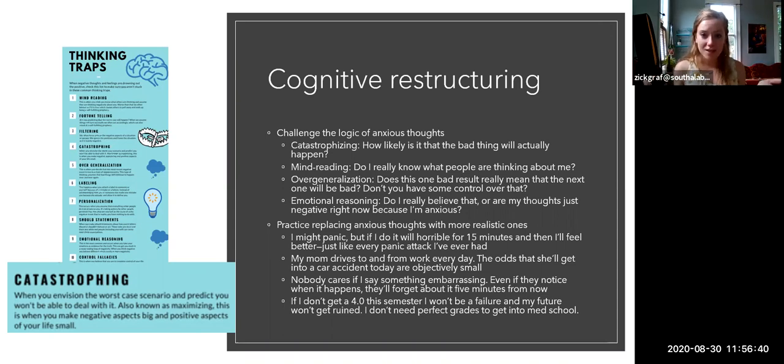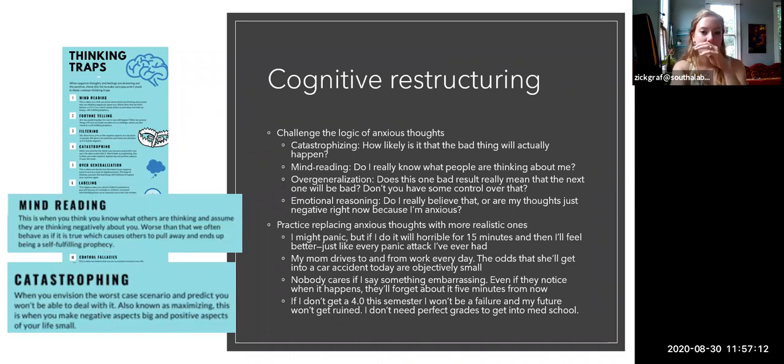With challenging the logic of a thought like that, you would actually ask them to think, how likely is it that that would really happen? It's not to say that it's impossible. There is a connection between poor sleep and cognitive functioning, but it's not the one-to-one relationship that you tend to predict when you're feeling really anxious. So catastrophizing is expecting the worst. And when you challenge catastrophizing, you ask people to actually reason about how likely it is that the very worst thing will happen.